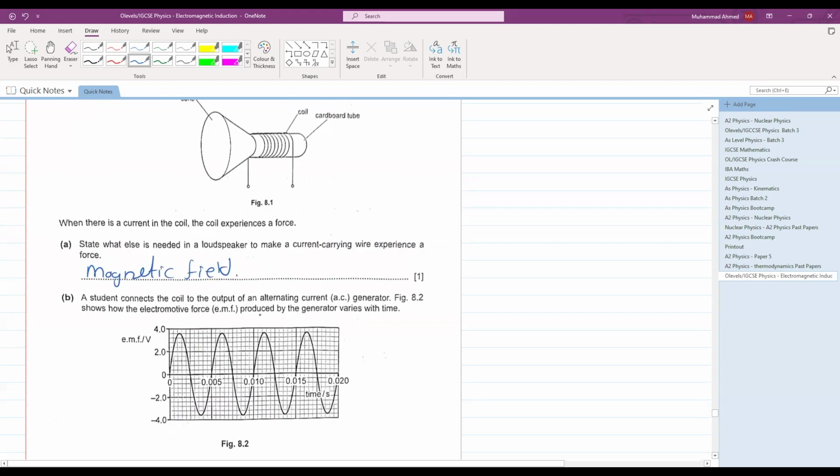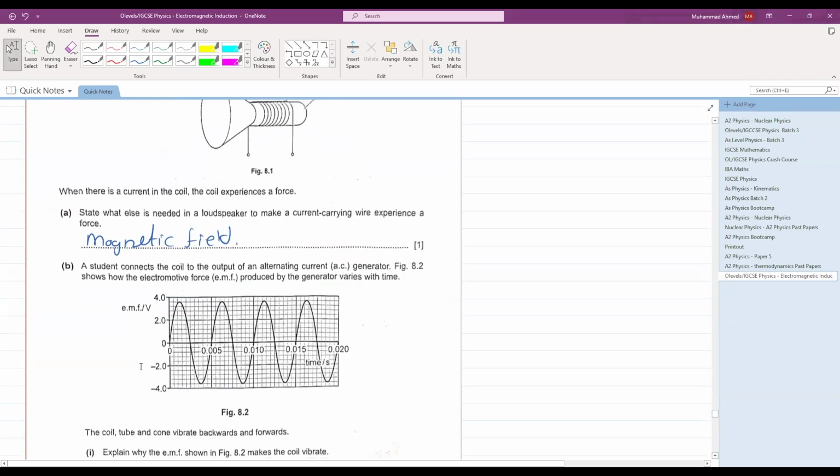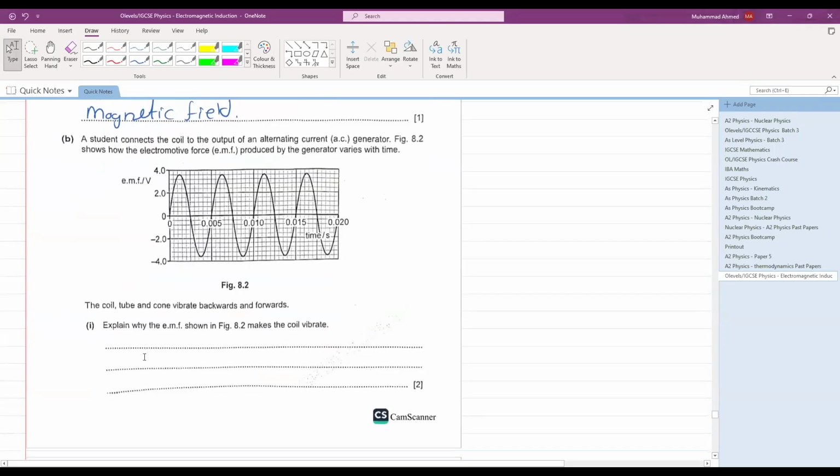A student connects the coil to the output of an alternating current generator. Show how the electromotive force produced by the generator varies with time. Okay, so this is the induced EMF versus time. The coil, tube and cone vibrate forwards and backwards. Explain why the EMF shown in figure 8.2 makes the coil vibrate.